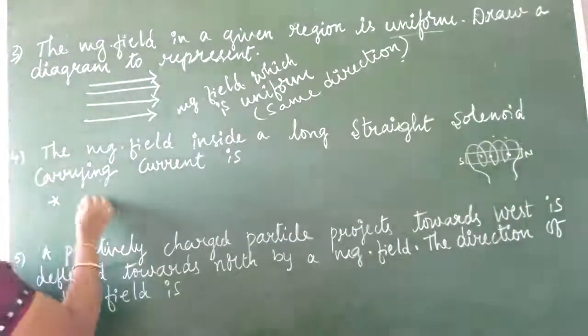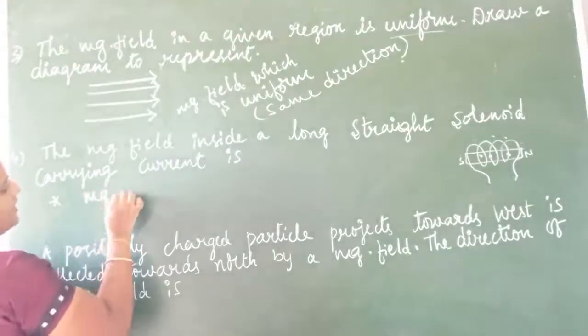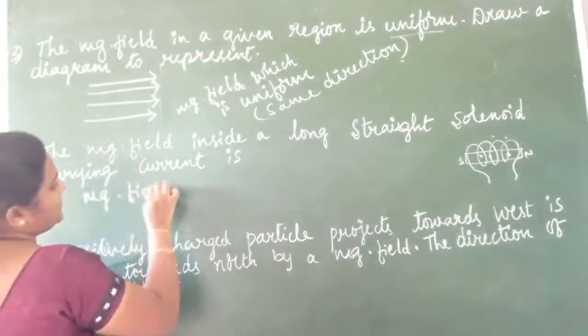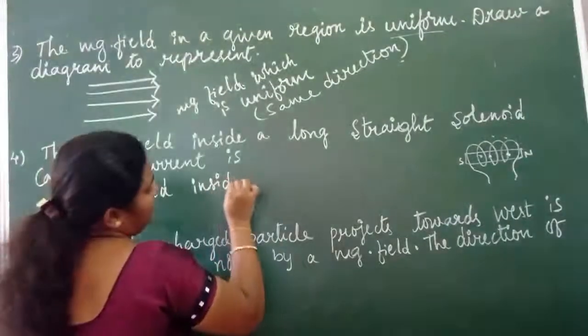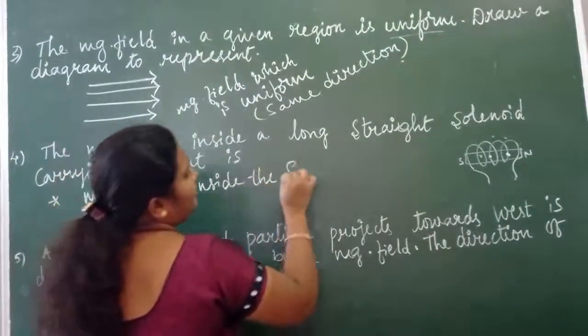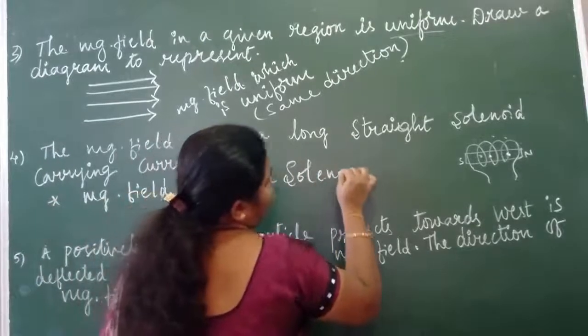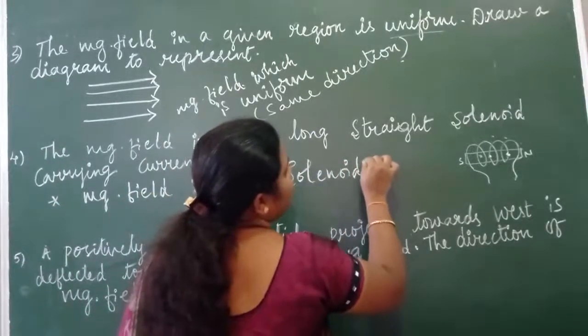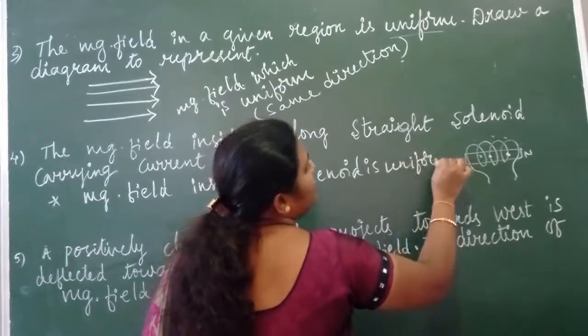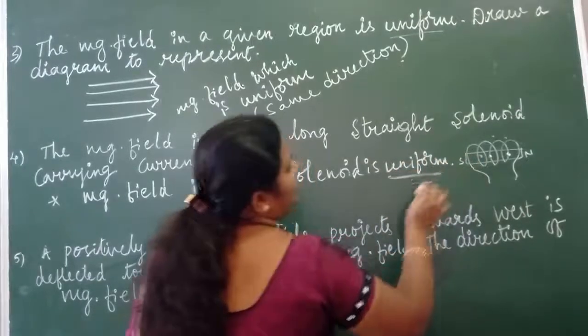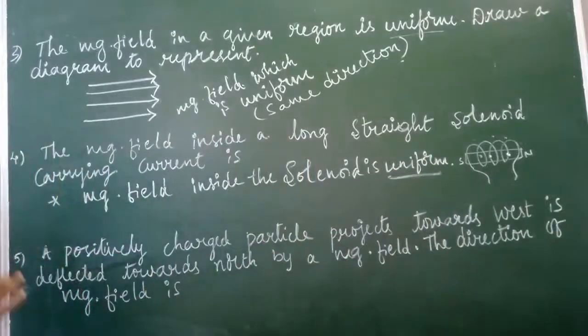So we can write that magnetic field inside the solenoid is uniform. Means all the magnetic field lines are moving in the same direction. At any point, if we cross check, means it is giving same direction. Okay. Now we will go with the next question.